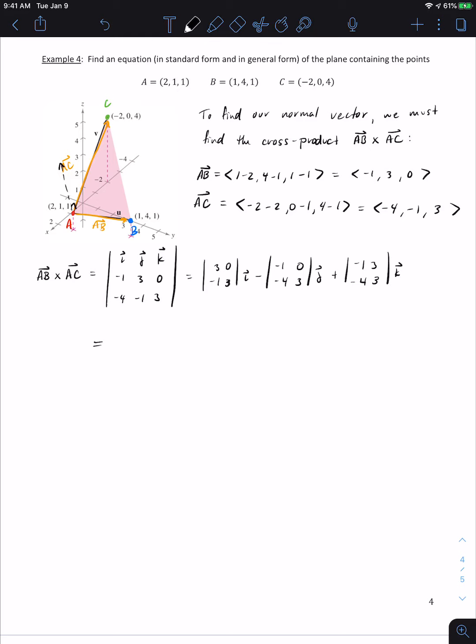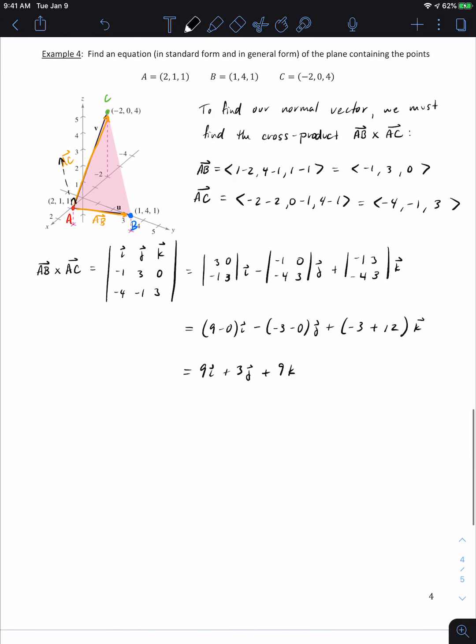And simplifying this out, this gives me, I guess I'll put it over here, 9 minus 0, I, minus negative 3 minus 0, J, plus negative 3, and then I've got minus negative, so plus 12, K, which gives me 9I plus 3J plus 9K, which is not what I wanted. Let's see if we made a mistake here. Negative 4, 0, 3.